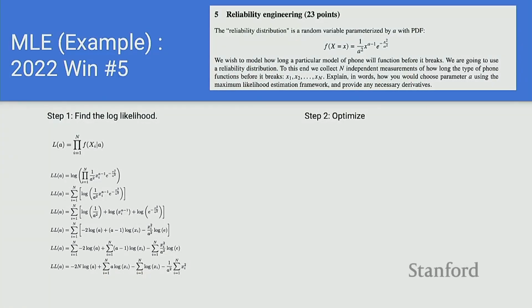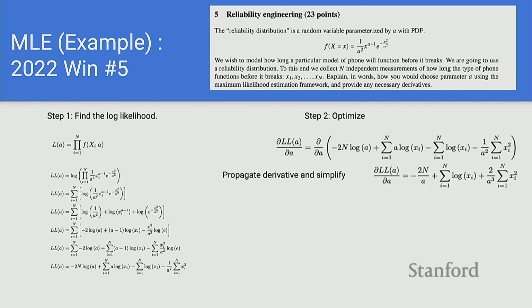Step 2, optimize. To optimize, we need to optimize with respect to our parameter a. So take the derivative of this giant thing down here. If we apply the derivative to each one of these terms, this becomes negative 2 over a, this becomes just log of xi, this becomes nothing because there's no a term here, and this is positive 1 over a cubed or so. If you propagate the derivative and simplify, you get just those terms that we saw.